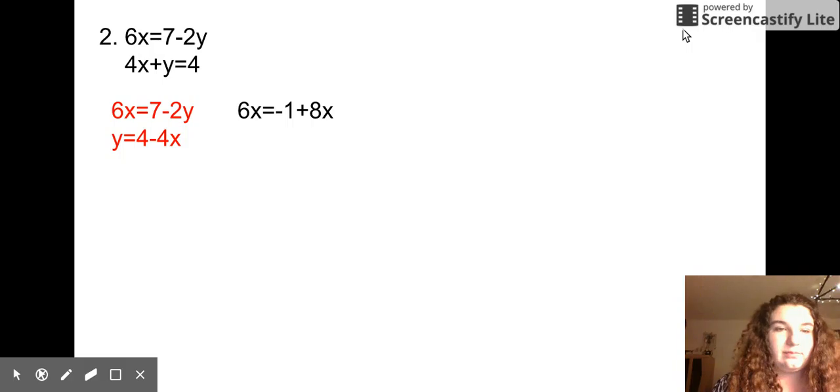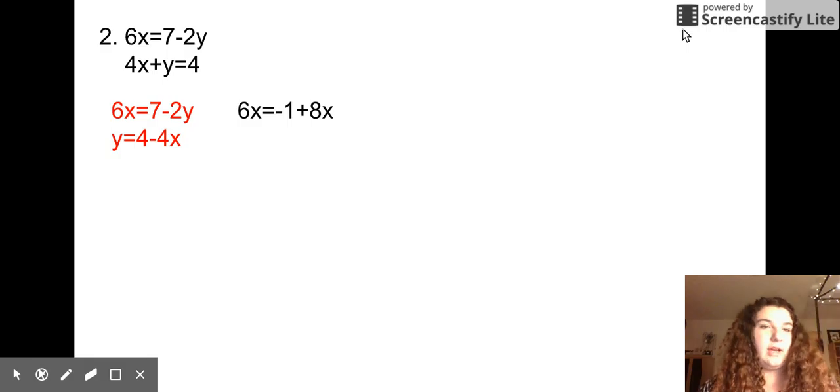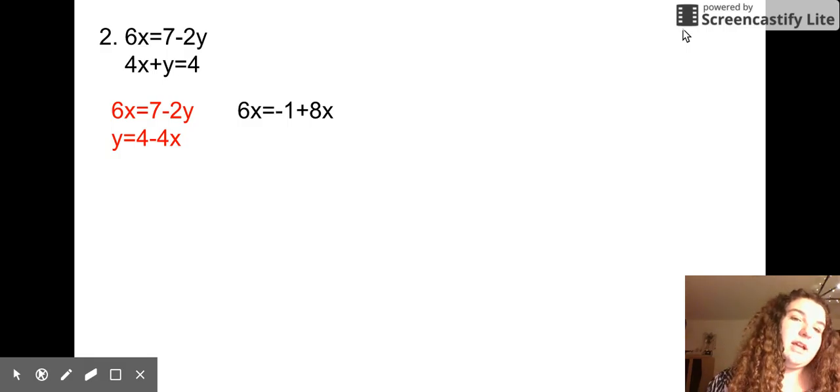the 4x over to the equals 4 side, so that it will become negative 4x. And every time you move a number, variable, whatever, to a different side of the equation, it will either become positive or negative depending on what it was before. So the equations now are 6x equals 7 take away 2y, and y equals 4 take away 4x. So I'm going to use those equations now.